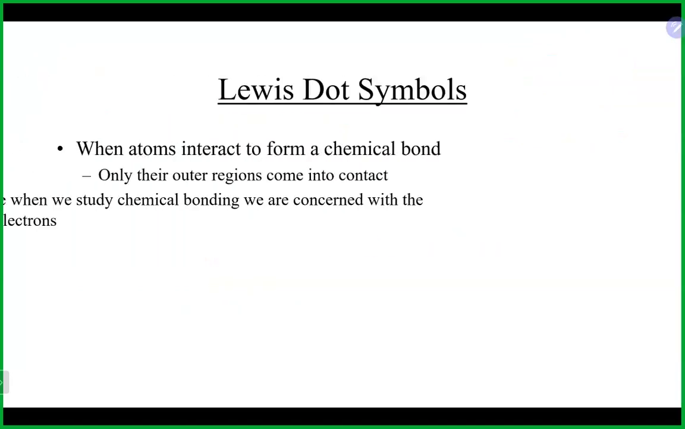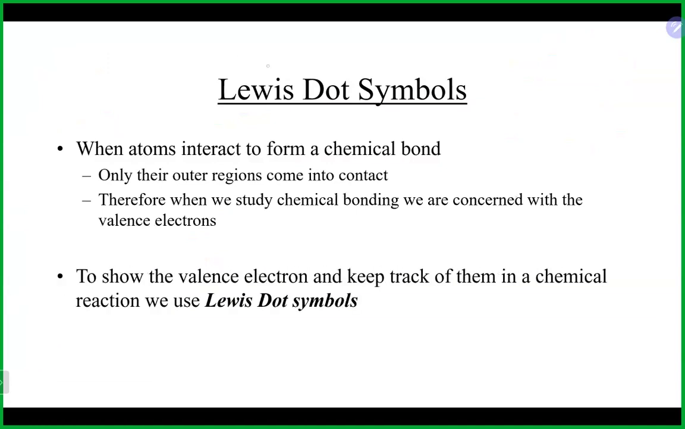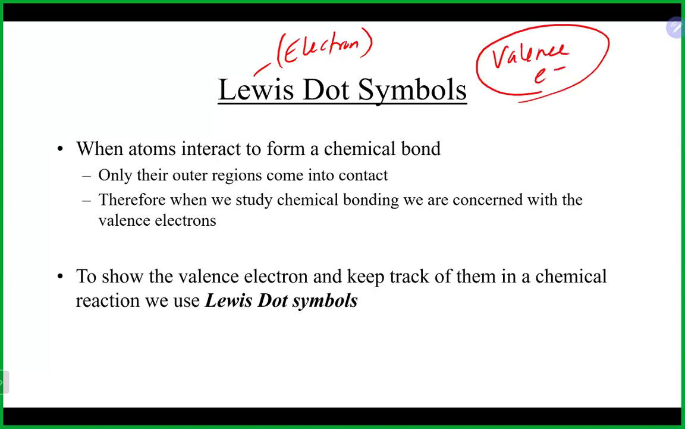Lewis dot symbols are sometimes just more generically referred to as electron dot symbols. These are basically symbols that are used to represent bonding, both ionic bonding and covalent bonding that's occurring. And when atoms come together, it is the electrons that basically see each other and come in contact with each other. And it's really those outer electrons, which are those valence electrons. So when we talk about bonding, it is those valence electrons that are involved.